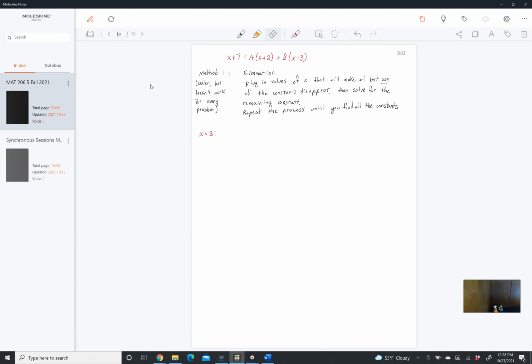So you'll see what we mean here. If we plug in x equals 3, then we have 3 plus 7 is equal to A times (3 plus 2) plus B times (3 minus 3). Well, 3 plus 7 is 10. 3 plus 2 is 5, so we get 5A. And 3 minus 3 is 0. So we just get 10 is equal to 5A plus 0, or 10 equals 5A.